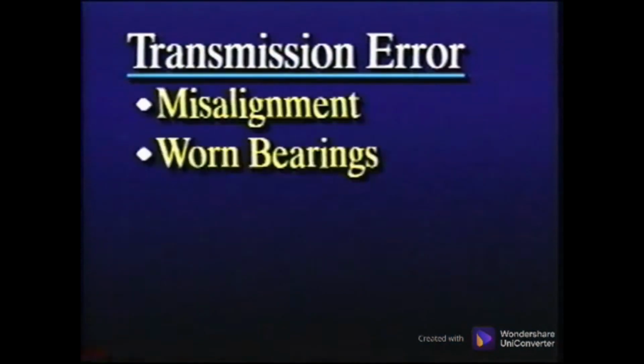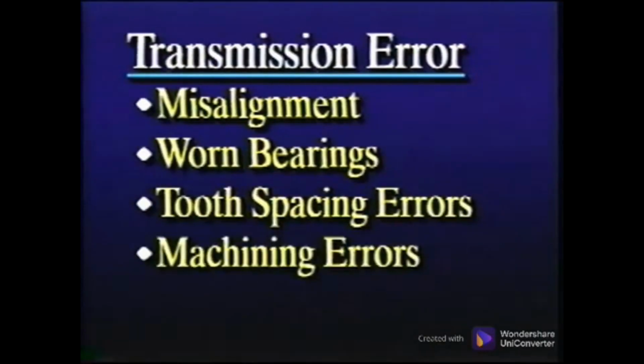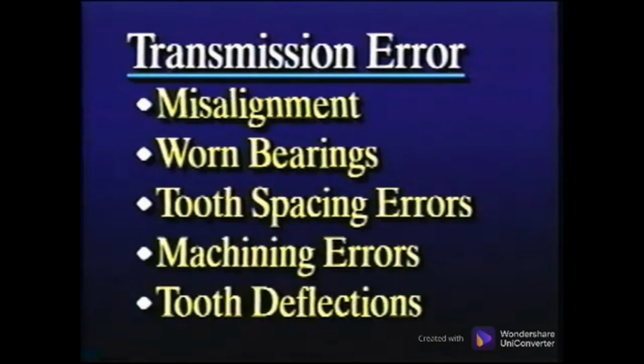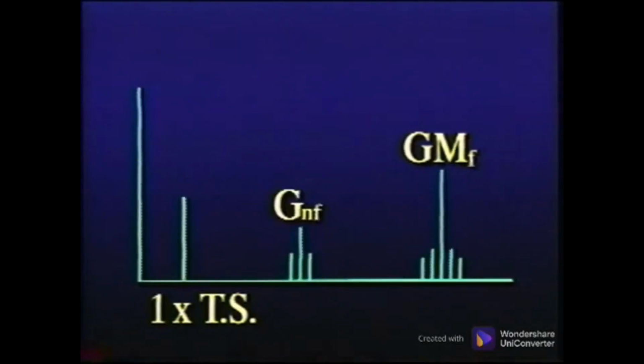The variations can be caused by misalignment, worn bearings, as well as errors in tooth spacing, imperfections in machining, and tooth deflections due to excessive loading. All of these cause small errors in the transmission, which will show up in spectral data. Most transmission errors will show up as sidebands around the gear mesh, and may show up at the shaft speed frequency and harmonics. Sometimes the effects of transmission error will be sidebands around the gear natural frequency.